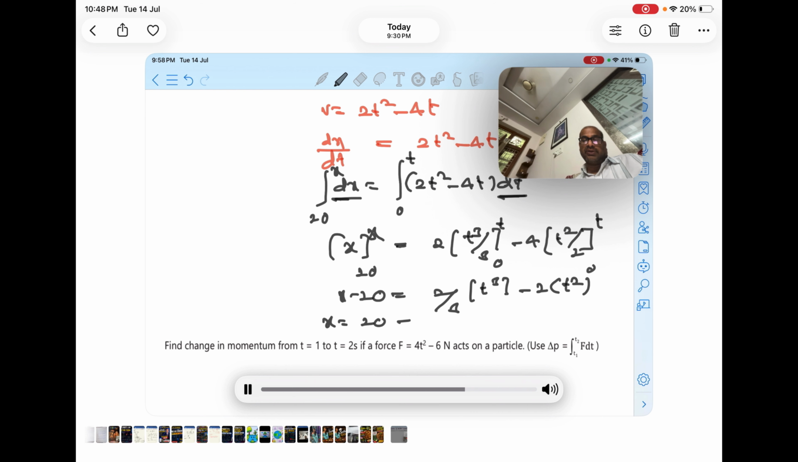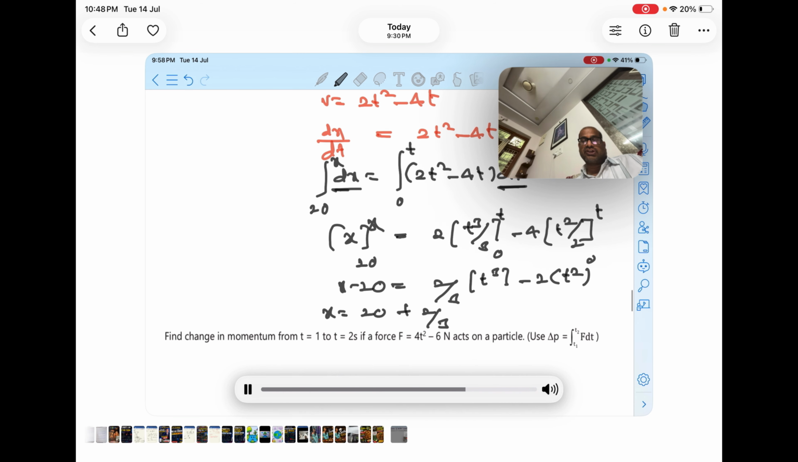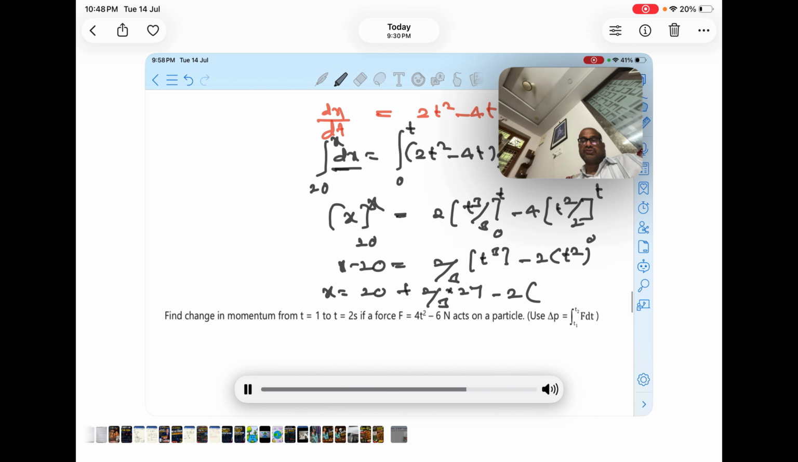What time is asked? 3 seconds. T cube is 27 minus 2 into, at 3 seconds, t square is 9. So now you can simplify further. 20 plus 3 9s are 27, 2 9s are 18, minus 18. Therefore, x position will be 20 meters. Clear?